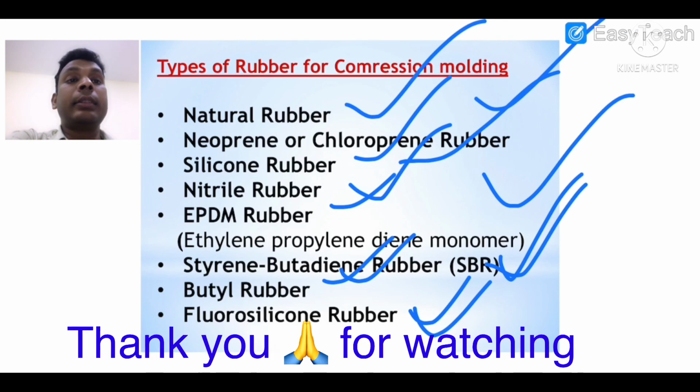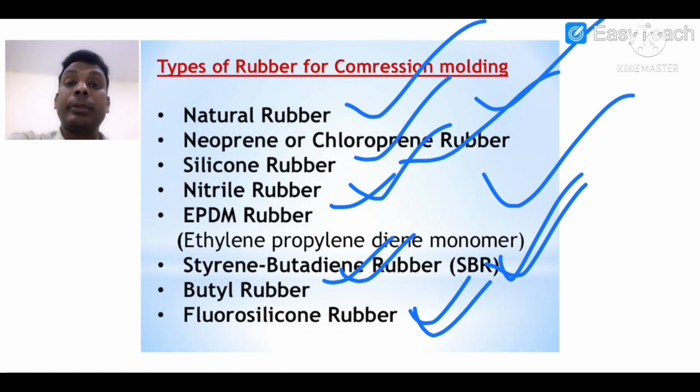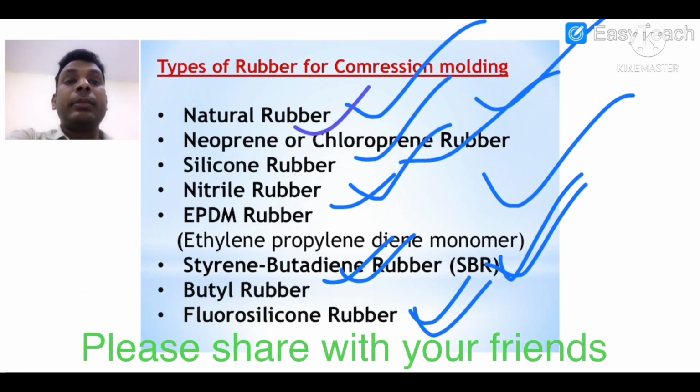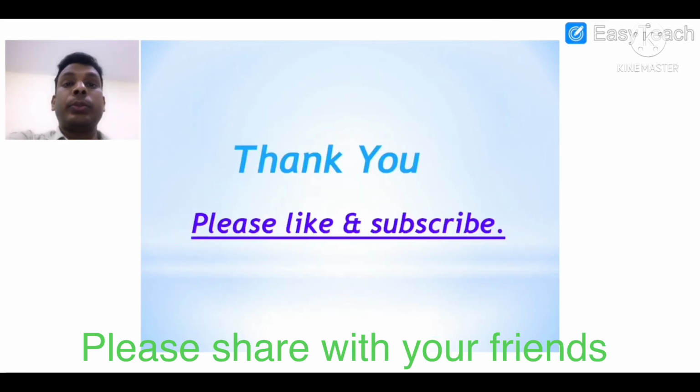Next, here are some rubbers we use in compression molding. I have listed which types of rubber polymer we use: natural rubber, neoprene rubber, silicone rubber, nitrile rubber, EPDM rubber, SBR rubber, butyl rubber, fluorosilicone rubber. All these types of rubber are used in the manufacturing process. I hope you understand what compression molding is and which parameters we use in compression molding.